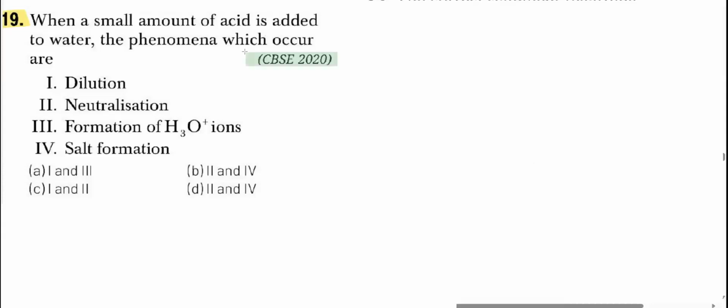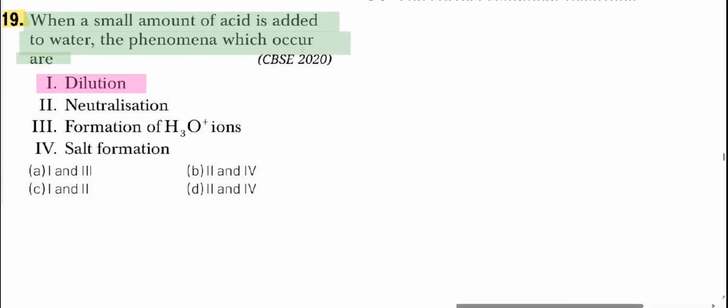This question was tested once in 2020. It says, when a small amount of acid is added to water, what occurs actually? So you know that on adding acid to water, dilution takes place. When you add more water into an acid, its strength decreases. That means it gets diluted, the opposite of concentration. And neutralization does not take place.